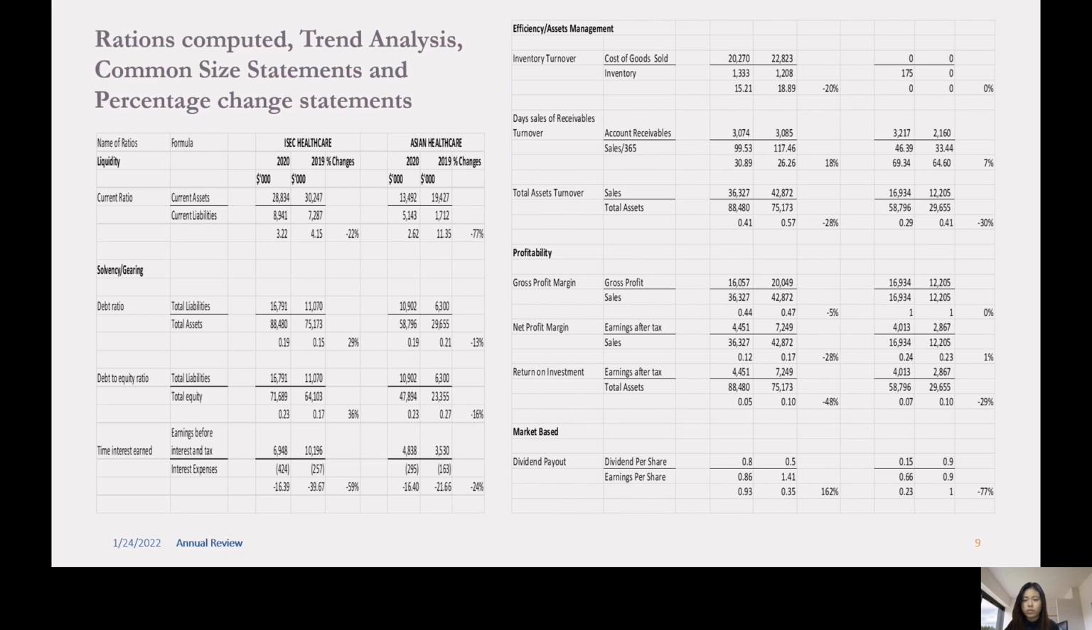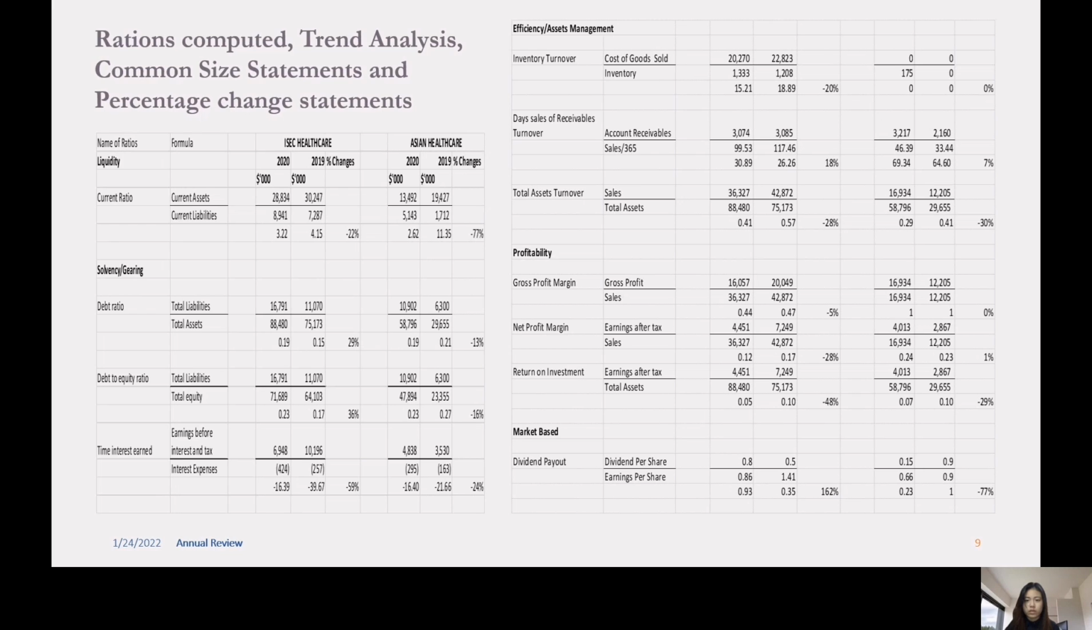ISEC Healthcare's debt to equity ratios in 2019 and 2020 were 0.17 and 0.23 respectively, while Asian Healthcare's debt to equity ratios were 0.27 and 0.23, both less than 1. Both companies have lower debt to equity ratios, implying that lenders are used to issue less debt.